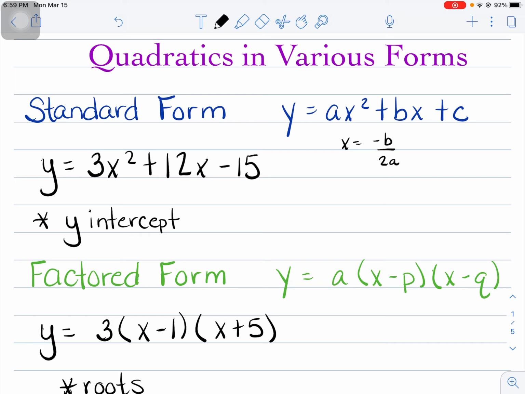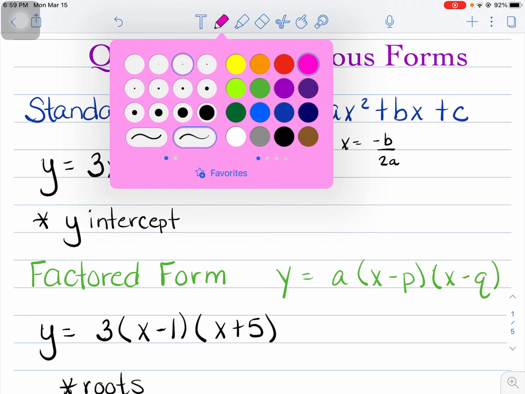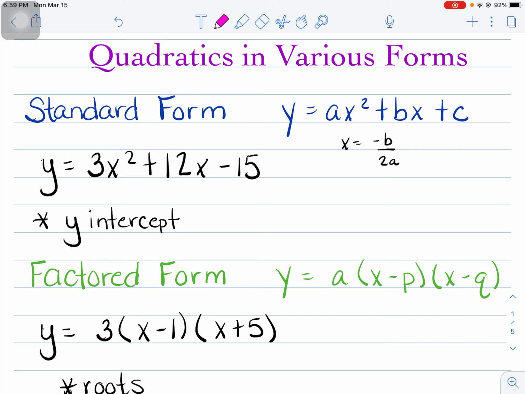So what this form is best for is being able to quickly see the y-intercept. Here's an example of a quadratic function, 3x squared plus 12x minus 15. If I wanted to quickly find the y-intercept, where it hits the y-axis, or the vertical intercept, as you may see it called sometimes, I know that for the y-intercept, x is always 0. So I can plug in 0 for these x's. 0 squared is 0, times 3 is still 0, and 12 times 0 is 0, so I know that my intercept is negative 15. It makes it really convenient to find the y-intercept. That's a quick method to use.